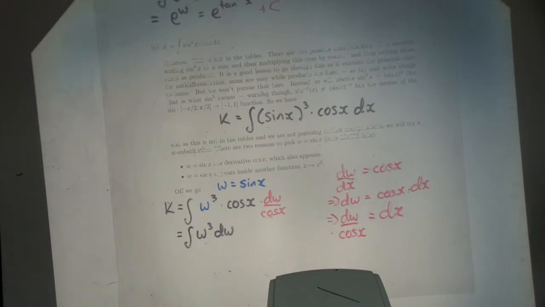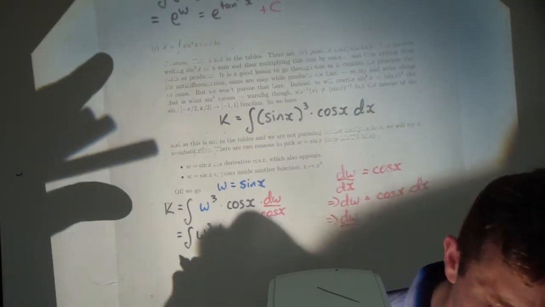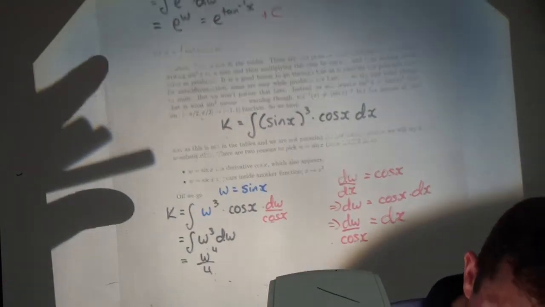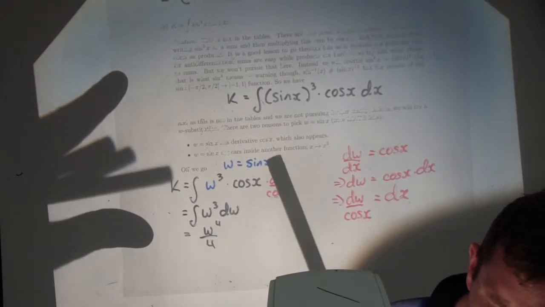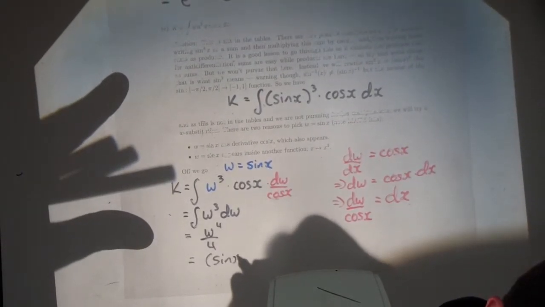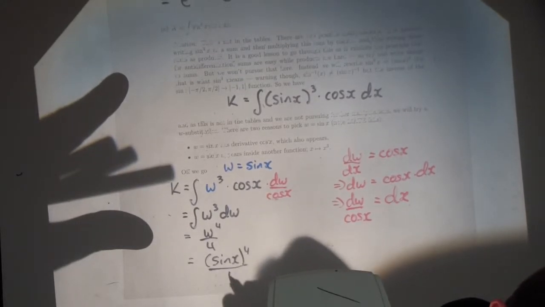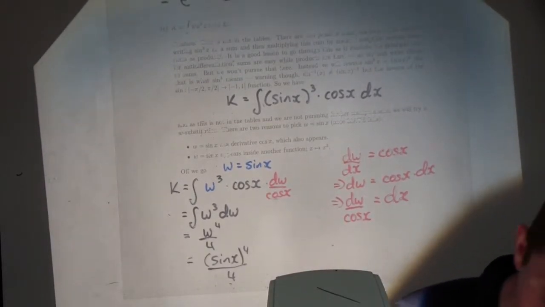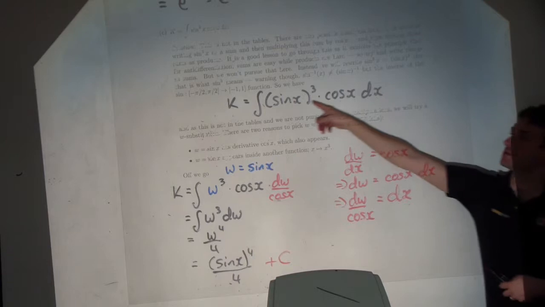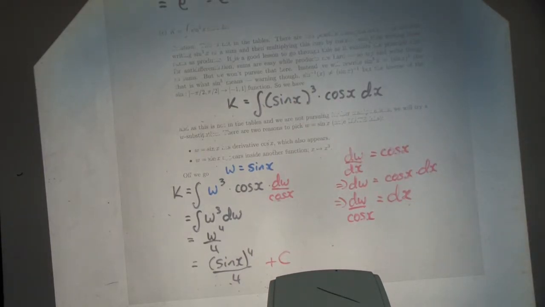Add 1 to the power and divide by the new power. And it's asking with respect to x, so you put the w back in. So you get sine of x, which is the same as w, to the power of 4 over 4 plus c. And if you differentiate this, you will get this. Okay.